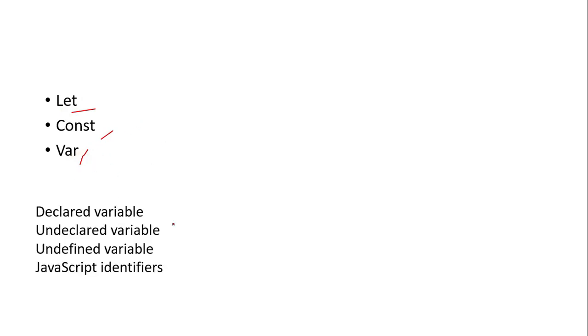After that, to define the variables in JavaScript, we can simply use the let, const, and var keywords. And also we'll discuss what is a declared variable, what is an undeclared variable, and also the undefined variable. And another important topic, that is JavaScript variables. It means how we can create the variables in JavaScript and what the rules are to create the variables, right?